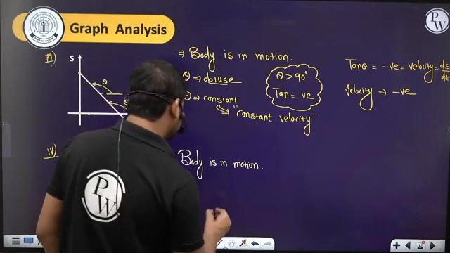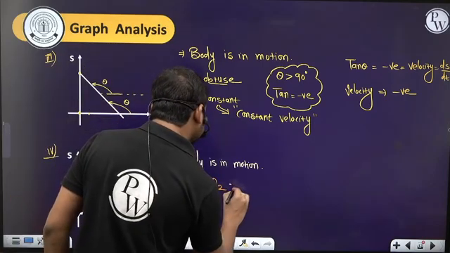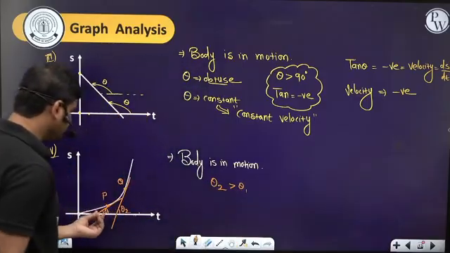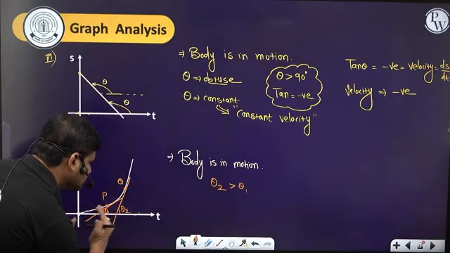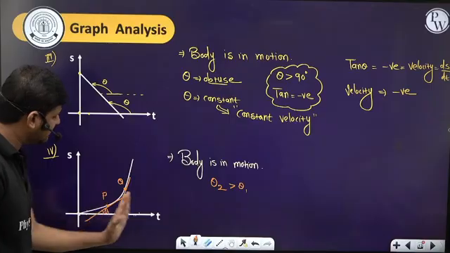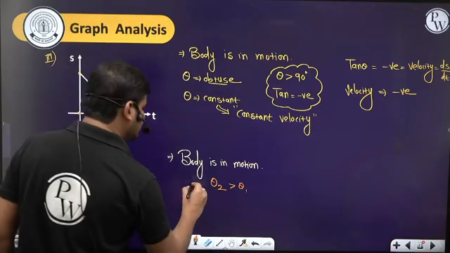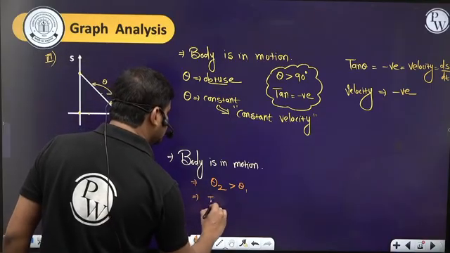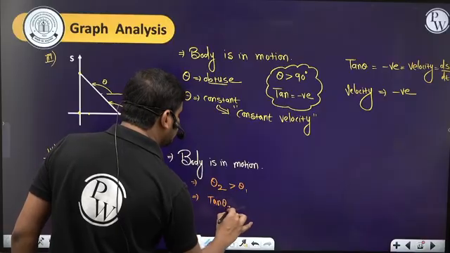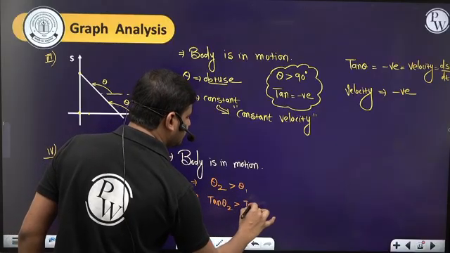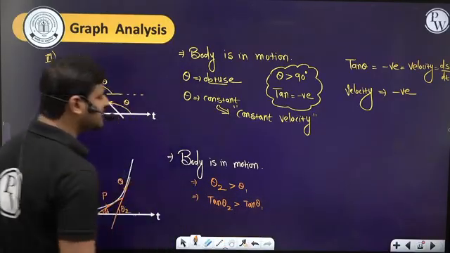So shall we say that theta 2 is greater than theta 1? Obviously, when you go this side, the theta value increases, right? So if theta 2 is greater than theta 1, can we say that tan theta 2 will be greater than tan theta 1? Tan theta 2 will be greater than tan theta 1.